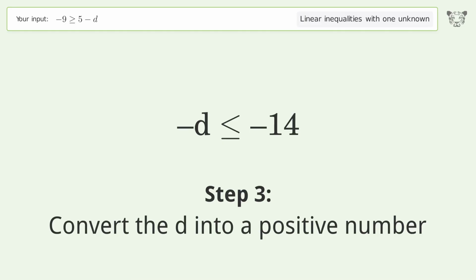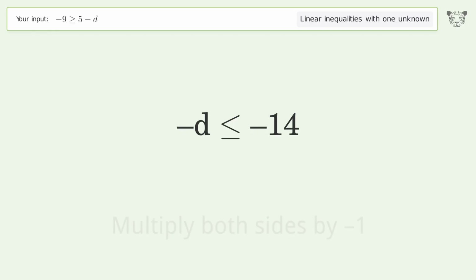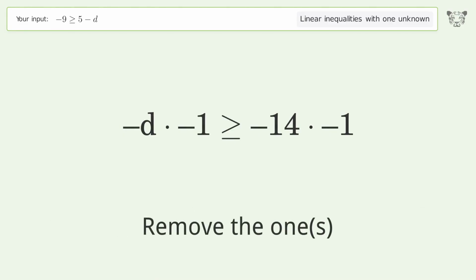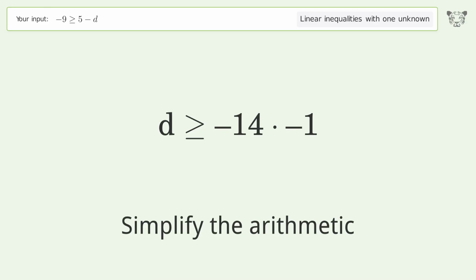Convert the d into a positive number. Multiply both sides by -1. Whenever you multiply or divide by a negative, reverse the inequality sign. Remove the ones. Simplify the arithmetic.